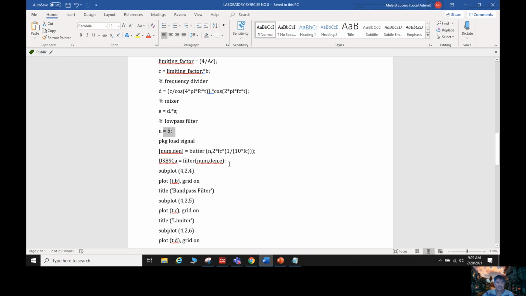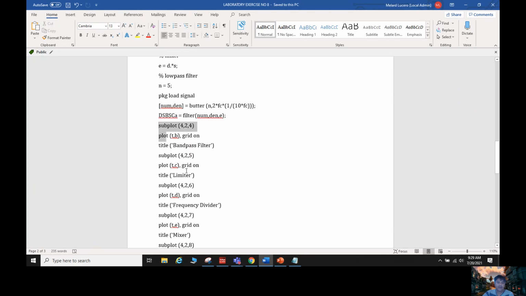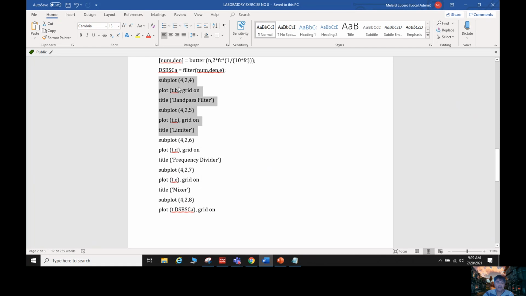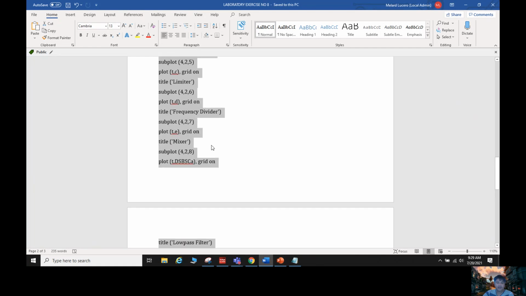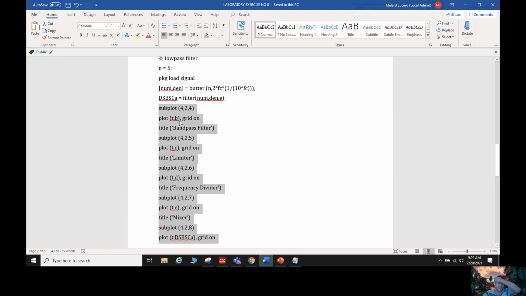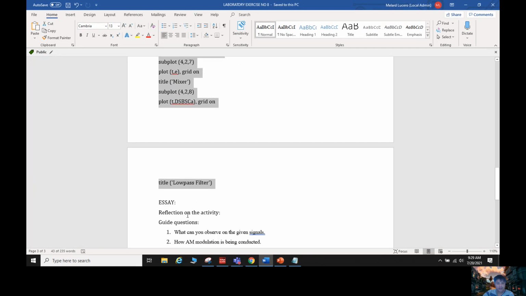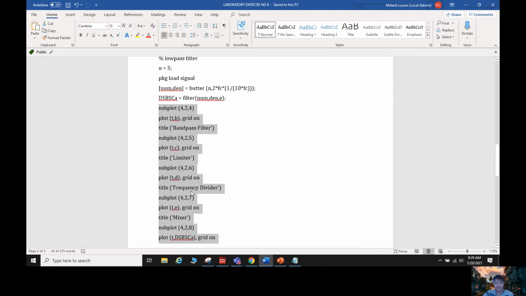So after that, we have here the plots that we will be having. So this is just a continuation of plots that we have. So we have here 424, 425, 426, 427, and 428. So okay, we have here until 428. So we will be having here 4 rows, 2 columns. So this will clearly show us that we will be having 8 plots.